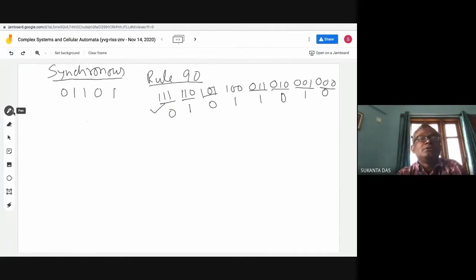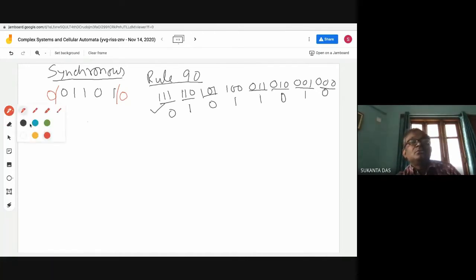Okay. So what I get here, on the left hand side and right hand side, there are some 0s because I'm using null boundary condition. Now, how will it work?